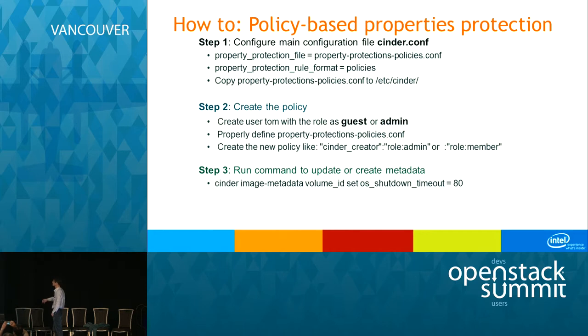The first step, you should define the protection file as protection_policy.conf, and you also should define the rule format as policies and copy this file to the directory. And you should create policies. For the policies, you should first create a user, and you should assign some roles, such as guest or admin, for this user. And you should properly define protection_policies.conf, and you also define the policies in the policy.json. This is used by the Oslo policies. And then you can run the command to update that image metadata.